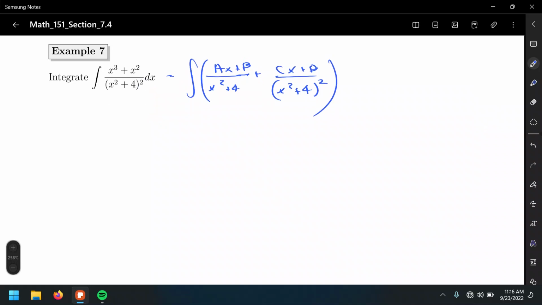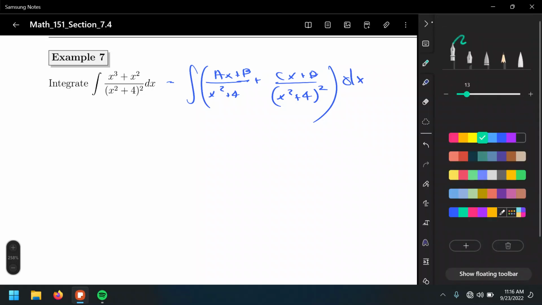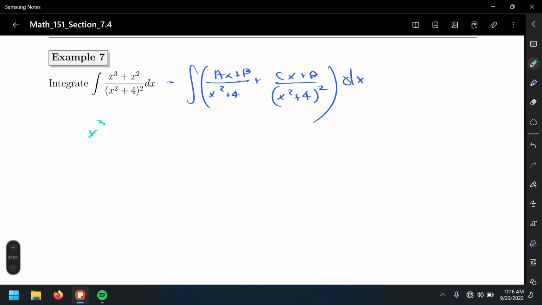All right. So let's find the constants in this case, A, B, C, and D, that split this into partial fractions. So number one, we set these two quantities together to come up with an equation. x cubed plus x squared over x squared plus 4 quantity squared equals Ax plus B over x squared plus 4 plus Cx plus D over x squared plus 4 quantity squared. But again, this equation is kind of complicated.